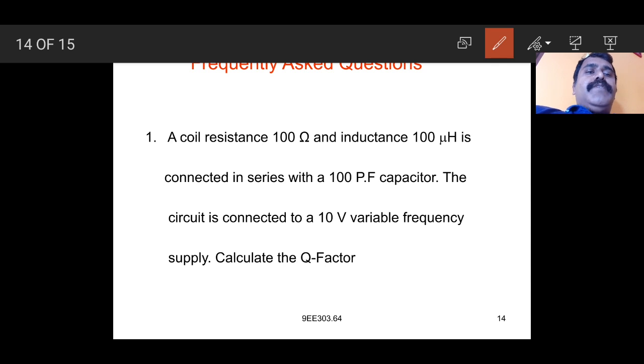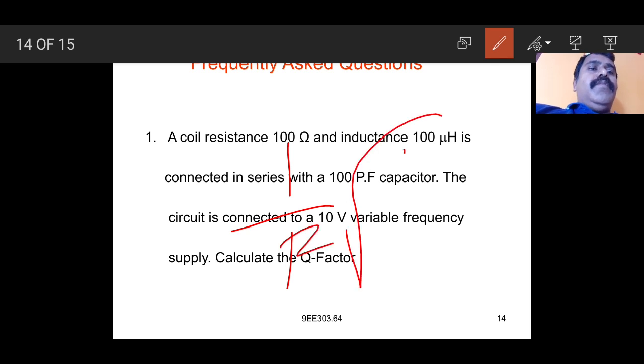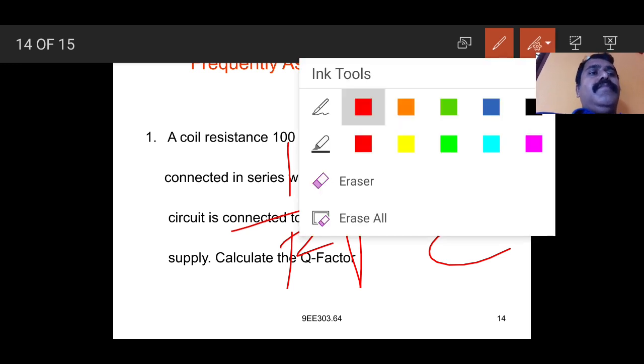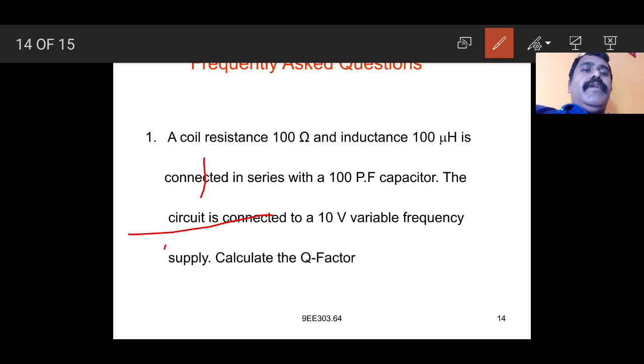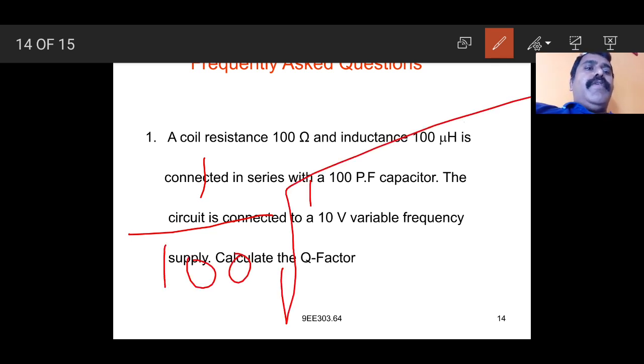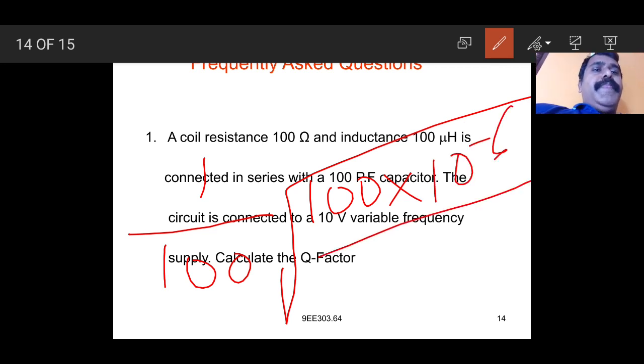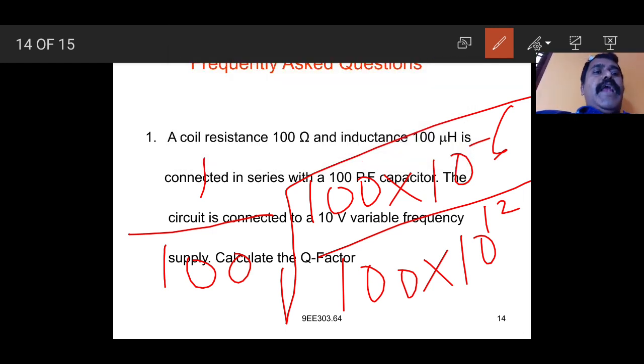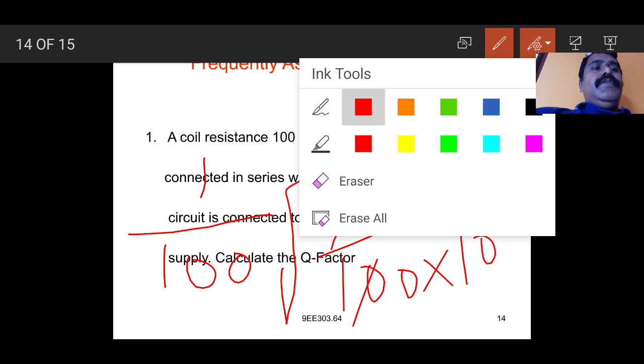Again we can express the Q factor for the series circuit as 1 by R under root L by C. So R is given as 100 ohms, L is equal to 100 microhenries, and the capacitor is in picofarads. Again here we can express 1 divided by 100 under root 100 into 10 to the power of minus 6 divided by the capacitance. If we calculate, we get the value here. So in this way we have to do the problem.